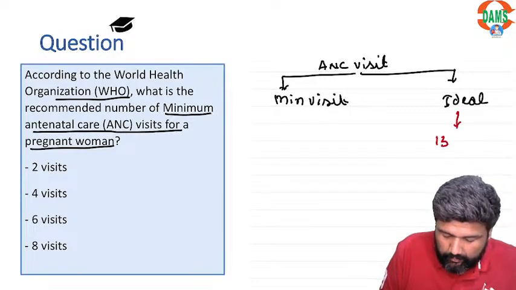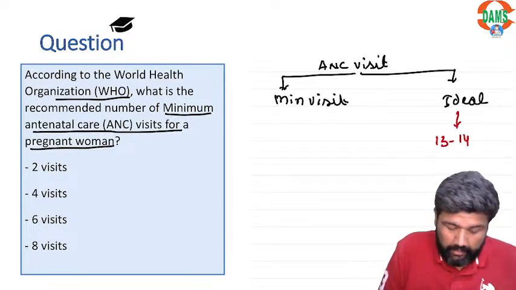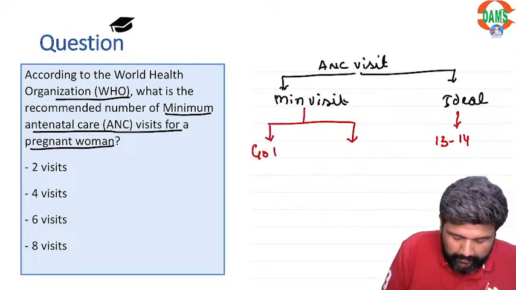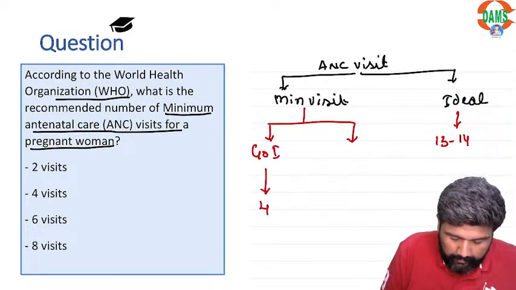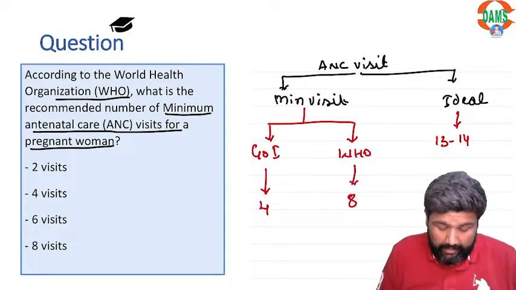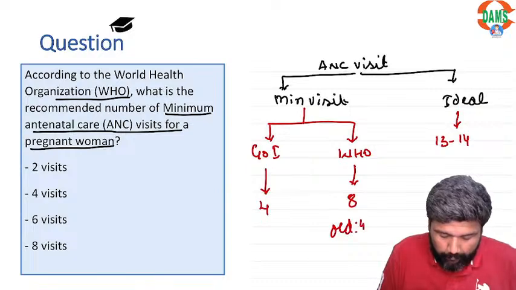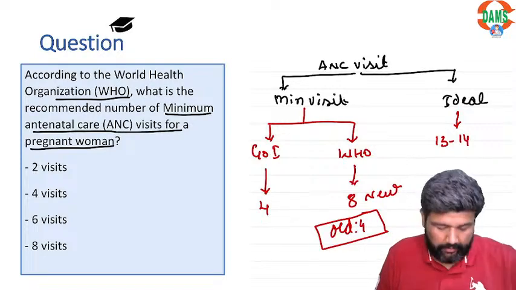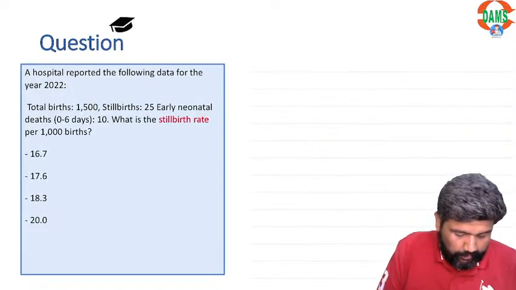Ideal visit is around 13 to 14 visits. Minimum visit according to Government of India is 4. According to WHO, it is 8. Earlier WHO used to say 4, but now WHO says 8. Very good beta, very good. It is 8. Hospital records.